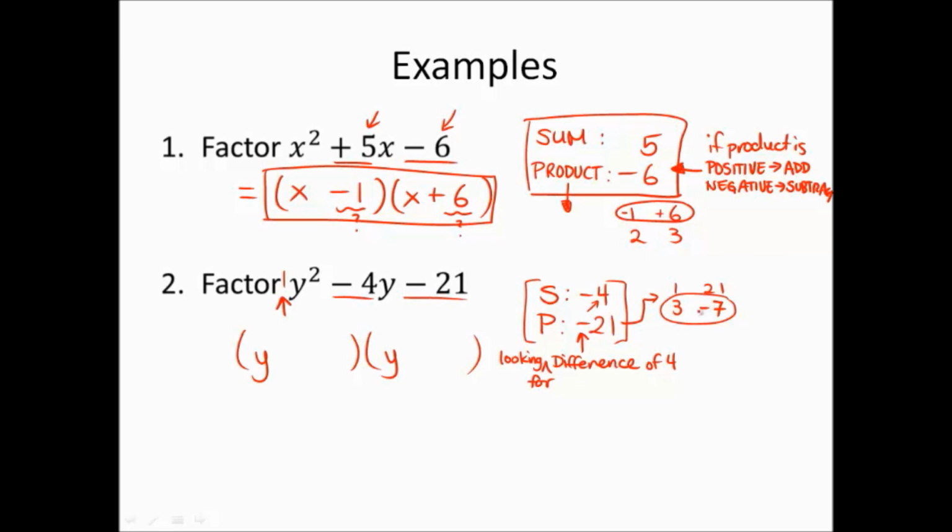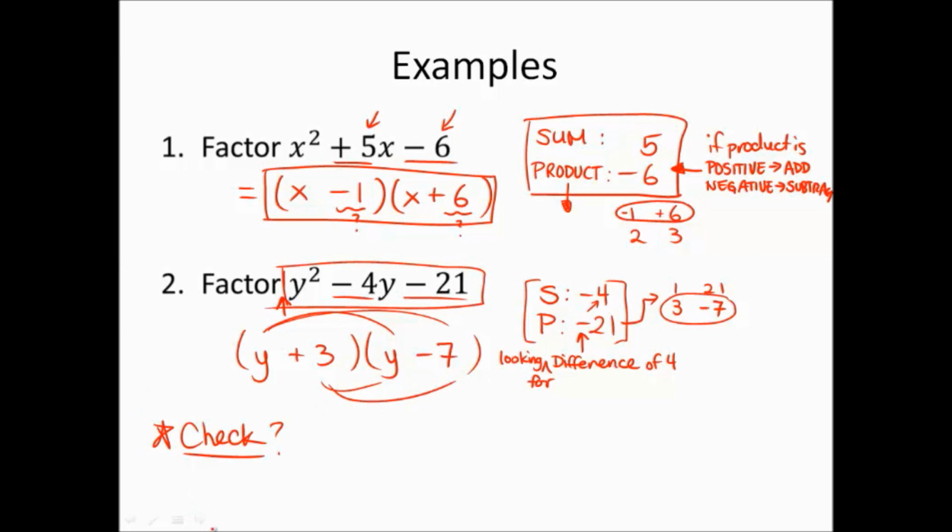3 take away 7 would give you negative 4, and 3 times negative 7 would give you negative 21. Sometimes you'll see the number right away, so just go for it. You don't have to take so much time on it if you see it right away. Plus 3 and minus 7. You can always double check. How can you check your work? Just distribute it out and see if it gives you the original question back again.